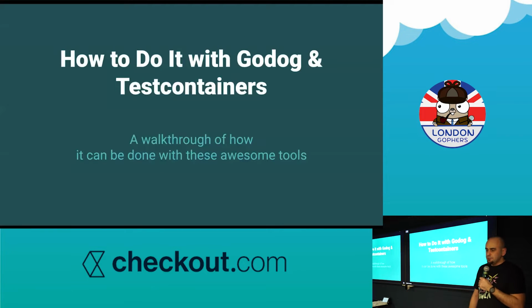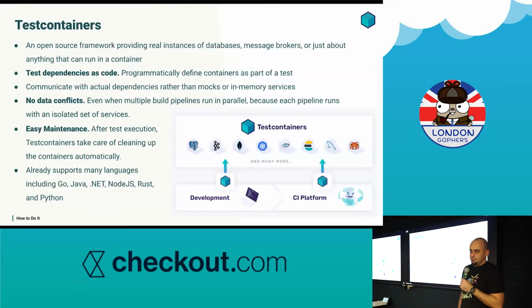So how to actually do it with Godog and test containers? The first of the two libraries that I'm going to talk about is test containers. It's an open source framework. It provides real instances of databases, message brokers, or anything you can think that you could run on a container. What you do is, if you're using this, you test your dependencies as code. You programmatically define your containers as part of a test, and then communicate with these actual dependencies rather than mocks or in-memory services.